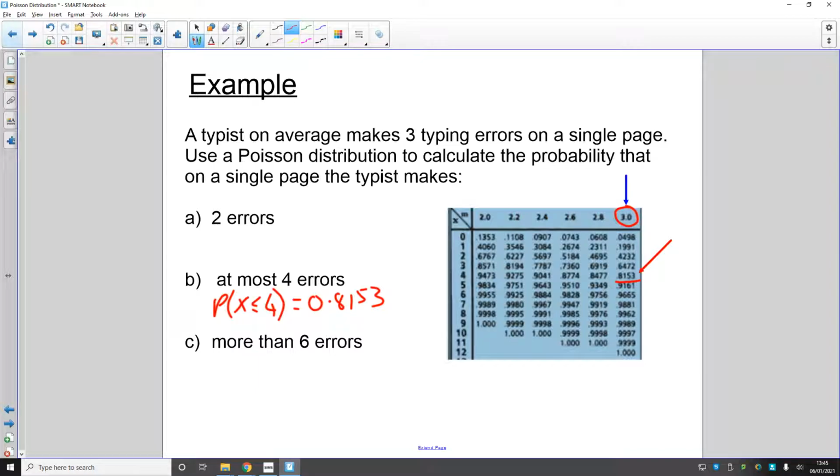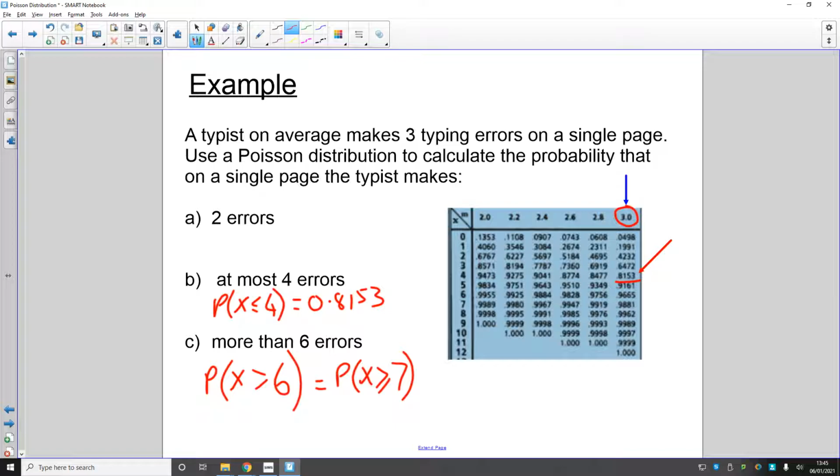What about part C then? What's the probability that we get more than 6 errors? What does this mean? Well, more than 6 really implies that it includes 7 or above. So it includes 7 and more. But these tables are only for less than or equal to probability values. So we need to think, if we want 7 or more, what don't we want?